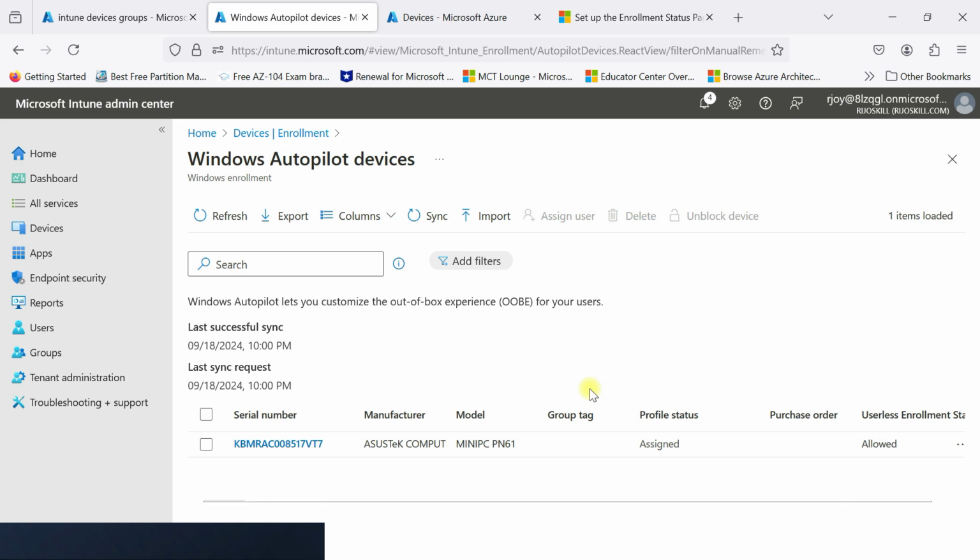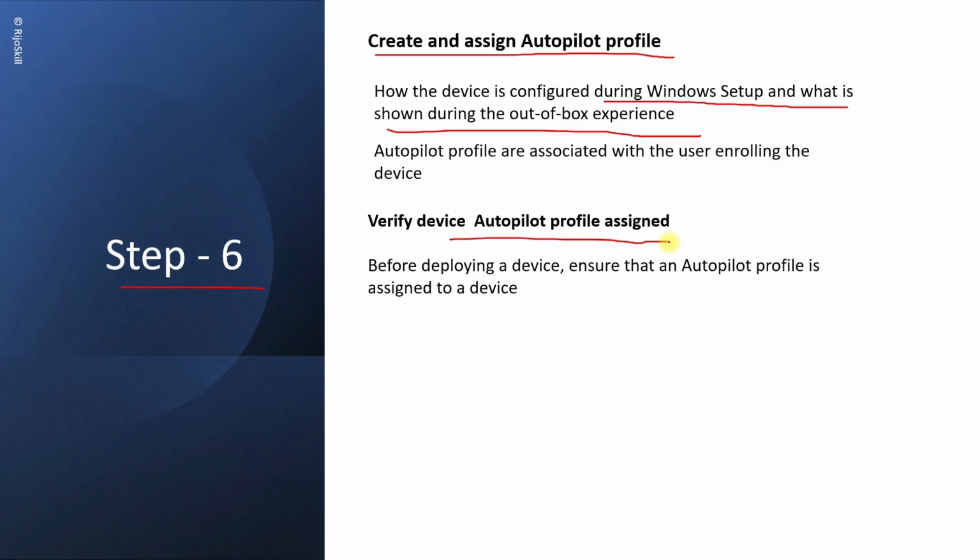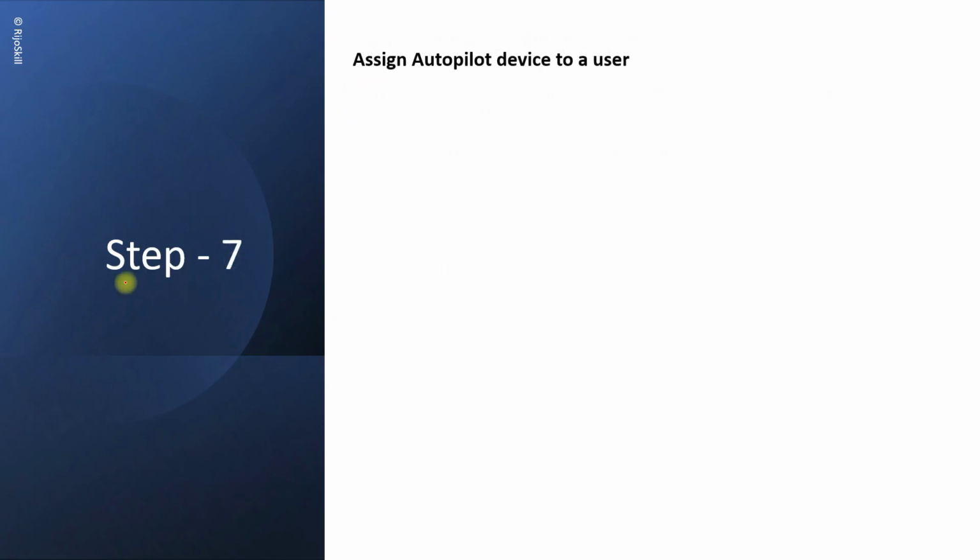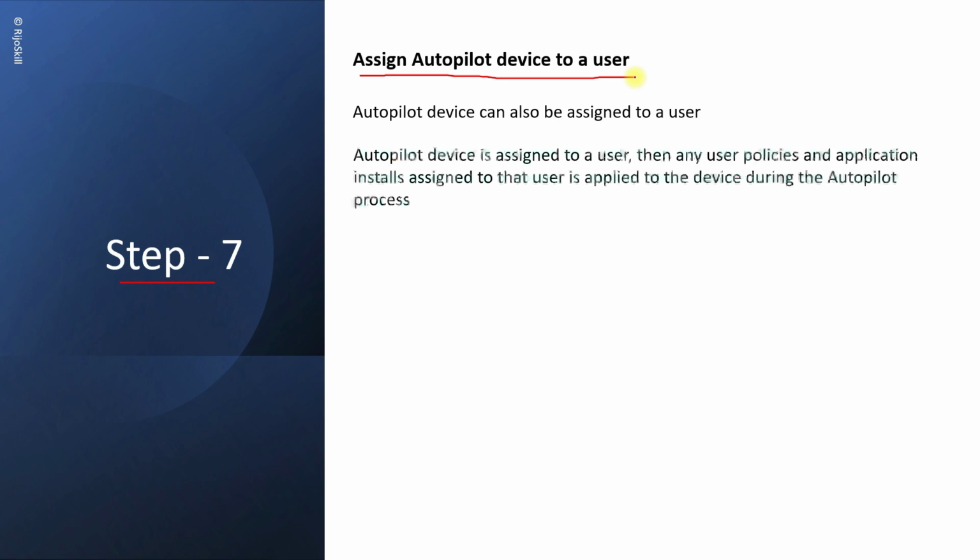So we will check what our next step is. We will go for step 7. What does step 7 mean? Assign the Autopilot device to the user. This is an optional step. You have now uploaded one device in Autopilot. You can assign this device to a specific user, so that the Autopilot device can be assigned to the user. We will show you how we can do this.